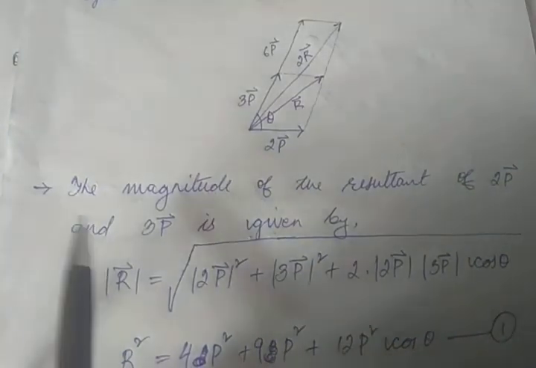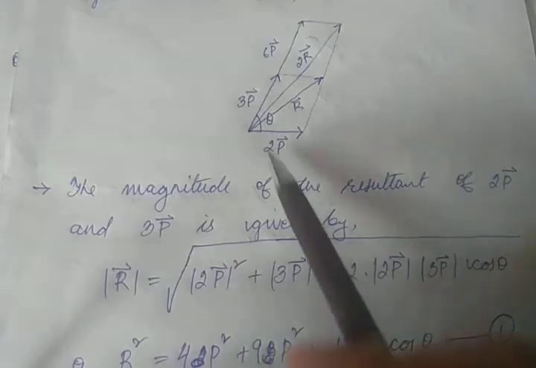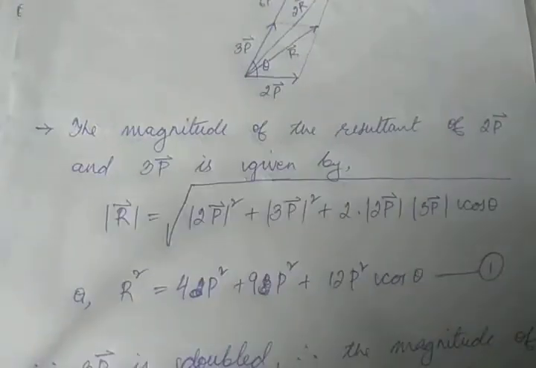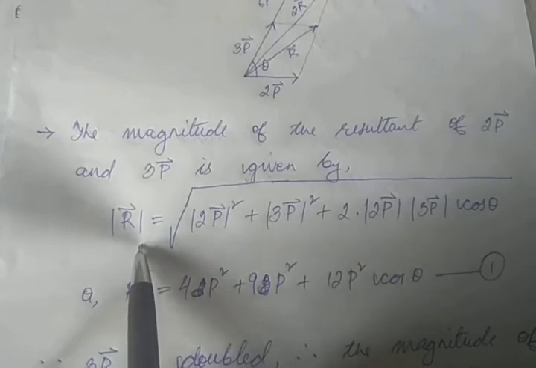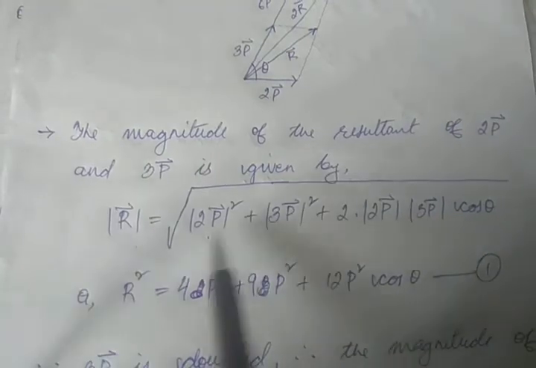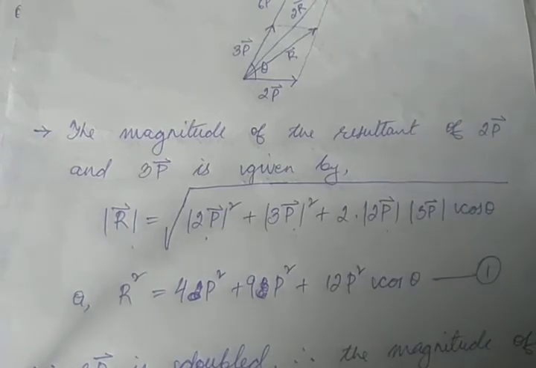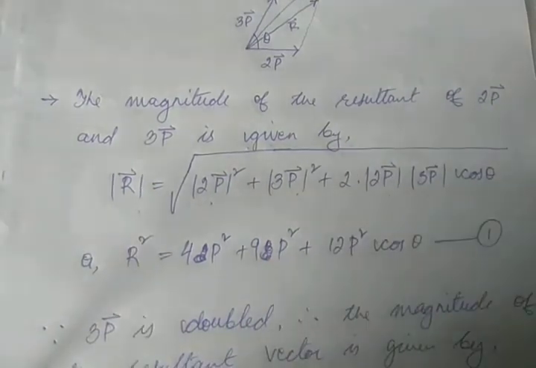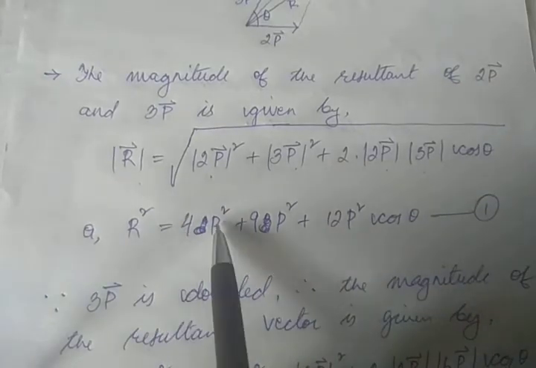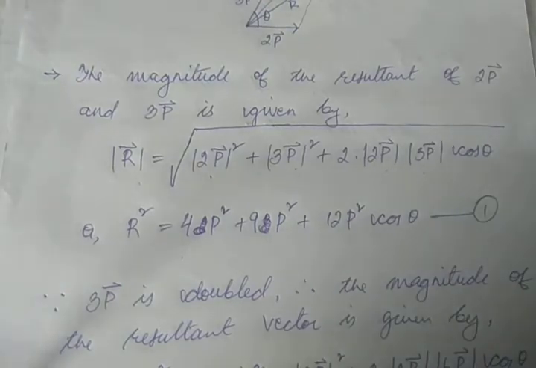Then the magnitude of the resultant of 2p and 3p is given by, we want to find the magnitude of this r. It's given by modulus of r, of course, square root of a squared plus b squared plus 2ab cos theta. So a is 2p, so 2p squared plus 3p squared plus 2 into 2p, 3p cos theta. I'm squaring both the sides. Squaring both the sides, I get r squared is 4p squared plus 9p squared plus 12p squared cos theta. This is my equation number 1.